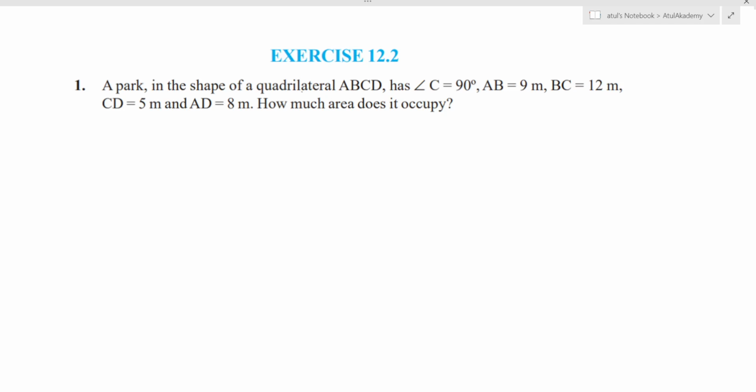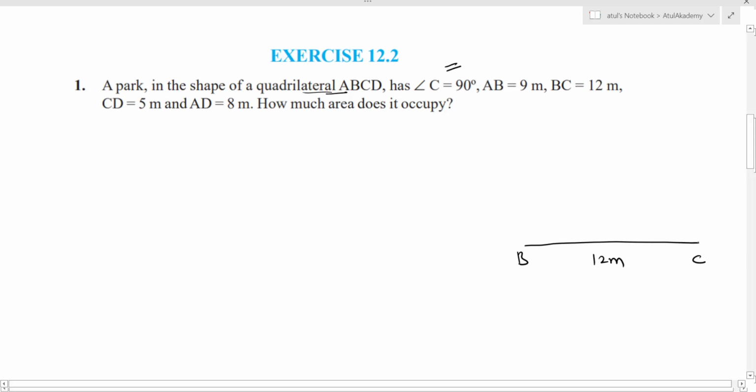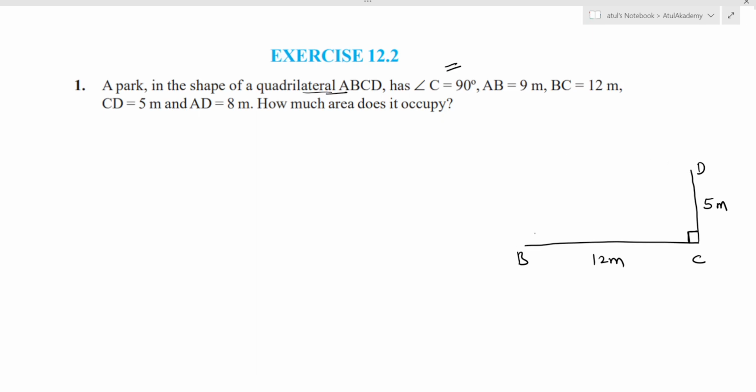You have a park which is in the shape of a quadrilateral ABCD. One of the angles, C, is 90°. So let's draw, C is there on BC. So let's draw BC first. BC is 12 meter and you have a 90° angle on C. Fine. So this angle is 90°. Now with C I have D, which is 5 meter, let us say.